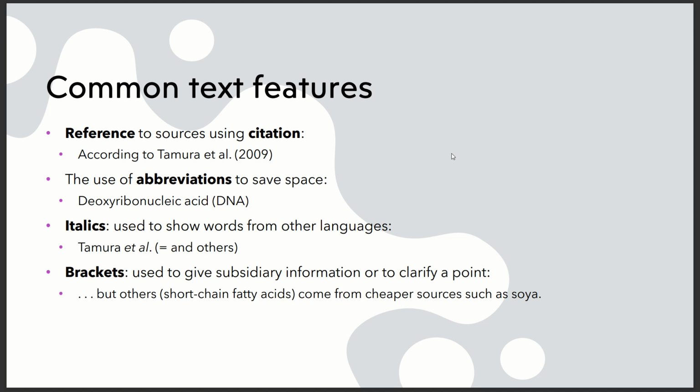An example that we have here is: but others, and then inside parentheses we have written short chain fatty acids, come from cheaper sources such as soya. Now, you might say, okay, where is the example? Well, the example, as you can see, is short chain fatty acids. That is the additional information. It is clarifying the point of the word others. When you say but others, people say, okay, what do you mean others? Then inside the brackets, you have mentioned that.